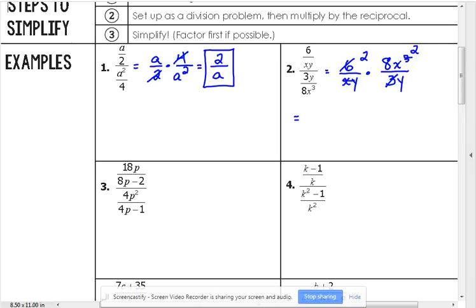So let's simplify what we've got. In the numerator, we have 2 times 8, so that's 16, and x squared. And in the denominator, we have y times y, so that leaves us with y squared in the denominator.